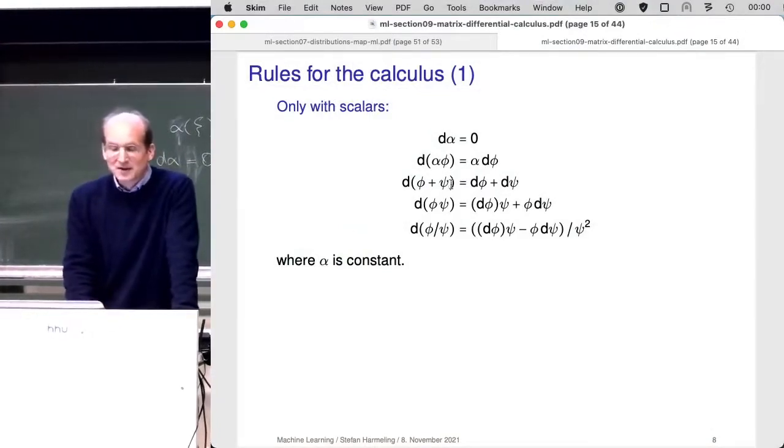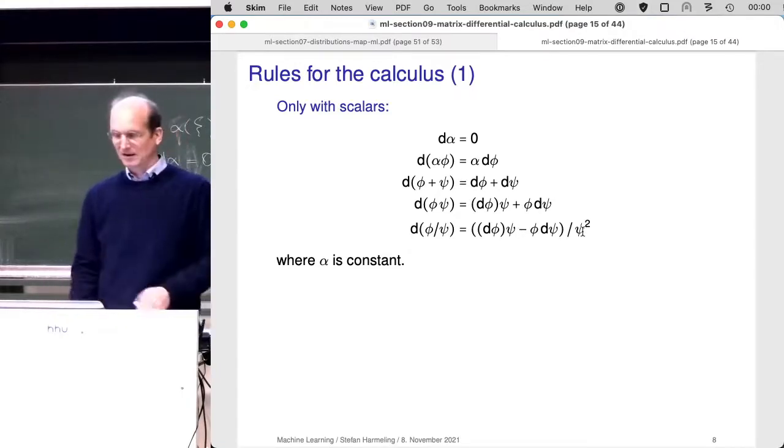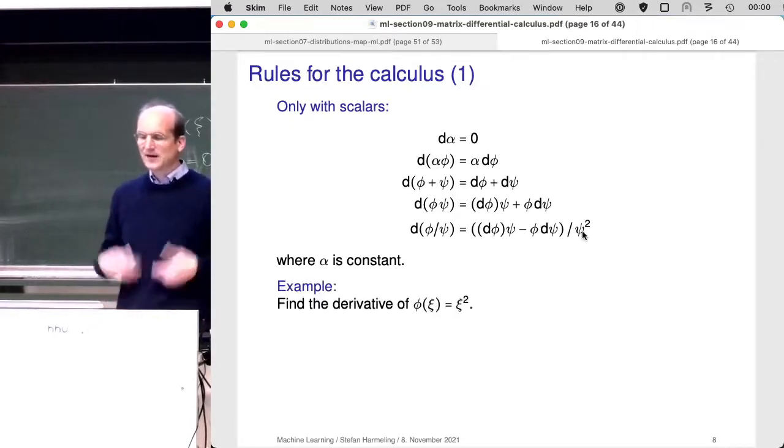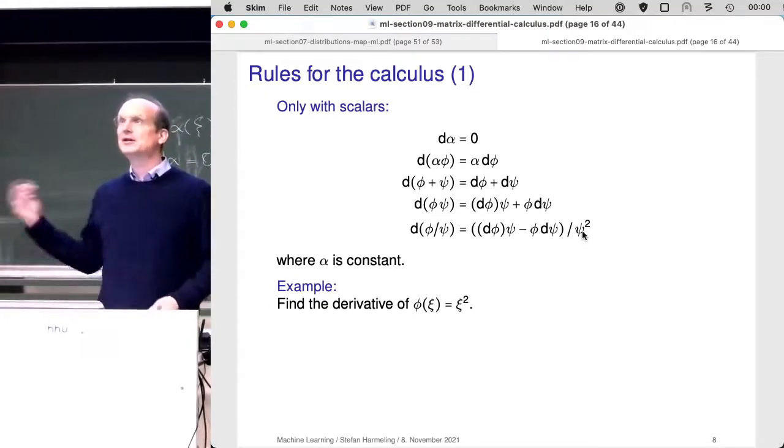So this is just a summation rule, okay, as you know it. This is just a product rule as you know it. And this is just a quotient rule as you know it. So everything is just fine, okay? Nothing surprising happens. So I show you an example. Let's find the derivative of phi of xi, but let's use now the matrix differential calculus.